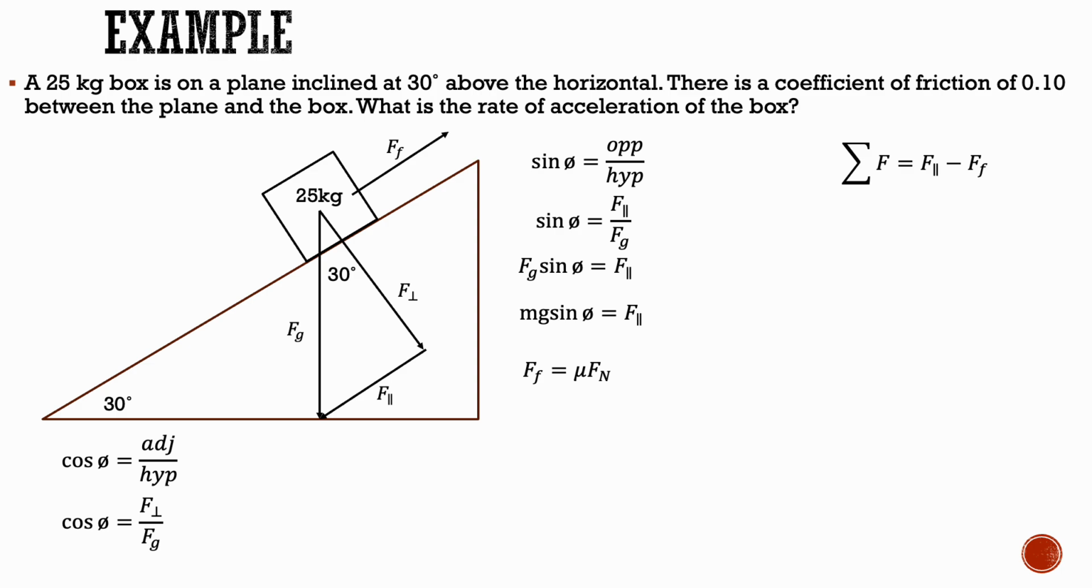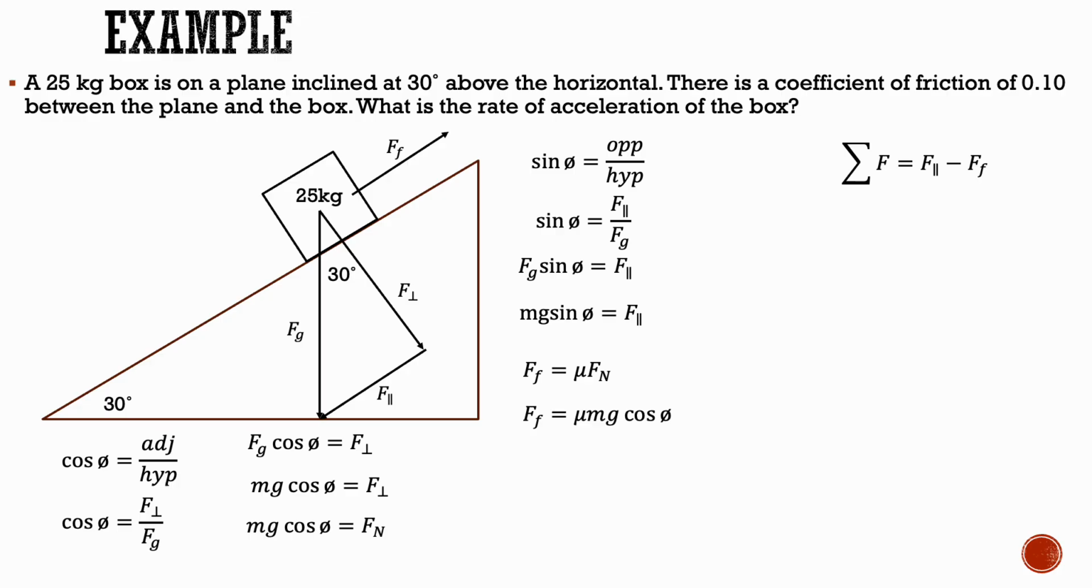Rearranging that by multiplying both sides by force of gravity, we get force of gravity times cos of our angle is our force perpendicular. We can replace our force of gravity with mg, and we know that our force perpendicular is our force normal. So we can take our mg cos theta, which is our force normal, and substitute it into our force of friction equation, which gives us our force of friction is our coefficient times our mass times gravity times cos of our angle.